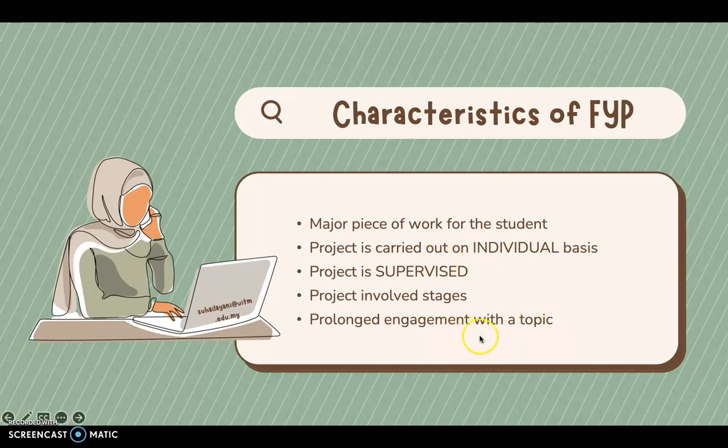This is a prolonged engagement with a topic. Usually we pick one domain as our topic and we try to minimize or solve the problem regarding the system that we are going to develop.